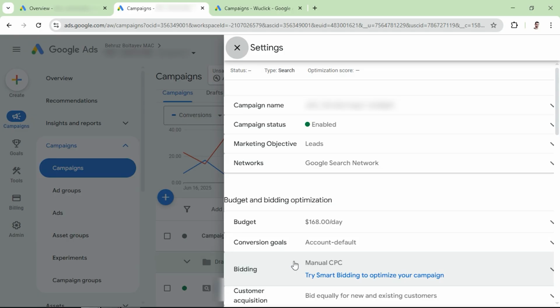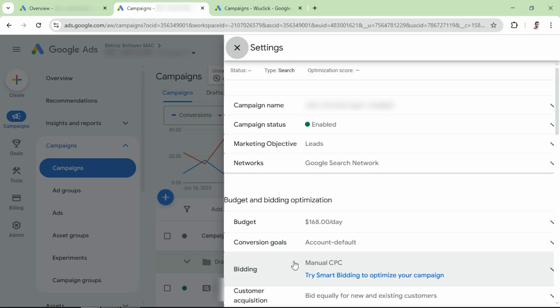Or maybe you're using manual CPC and the manual CPC is not working, and maybe you should use maximize conversions. In the past, that also happened to me as well. I tried to use the manual CPC type of bid strategy, and it did not bring good results. And then I switched to maximize conversions. The maximize conversions started to bring a consistent number of conversions.